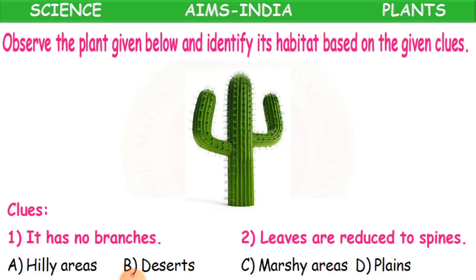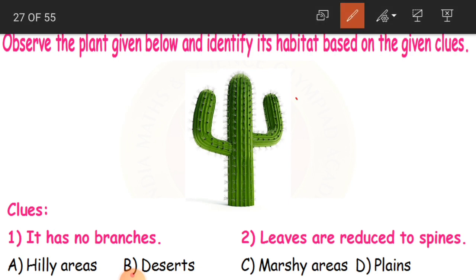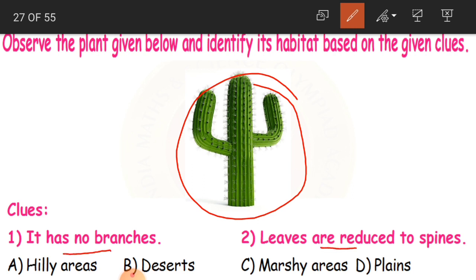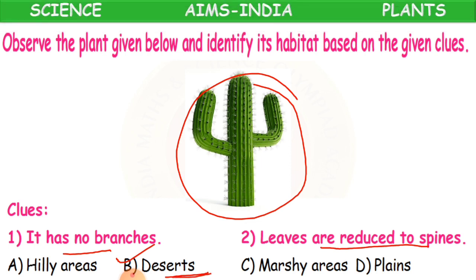Clear, children? The next question here. Observe the plant given below and identify its habitat based on the given clues. See here, what plant you are having, children, here? Like a desert plant. So here are some clues for us. So we have to just identify it. Clues are, it has no branches and the leaves are reduced to spines. As we already said, it is a desert plant. So it is B option. B option is the correct answer.